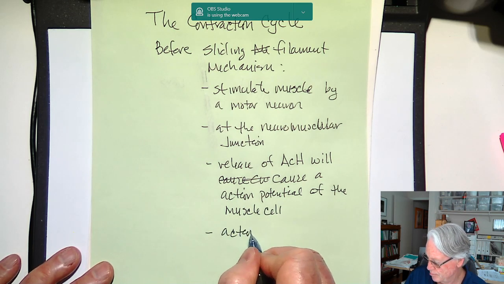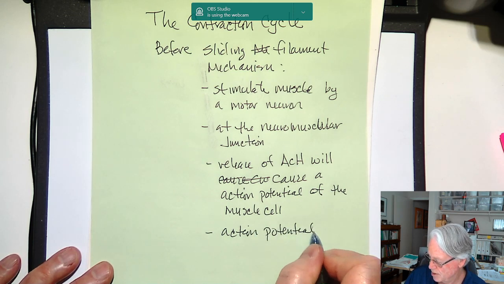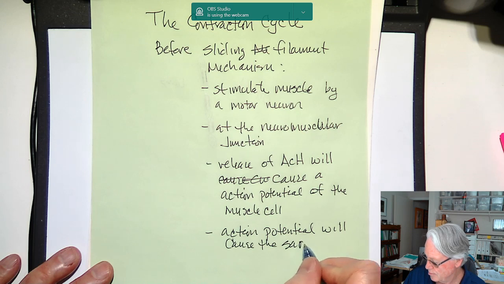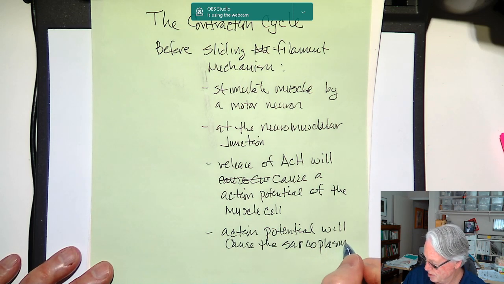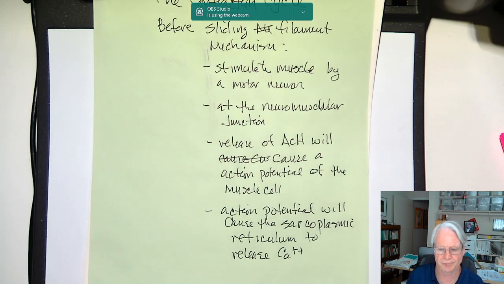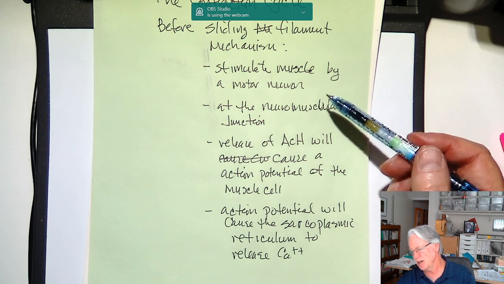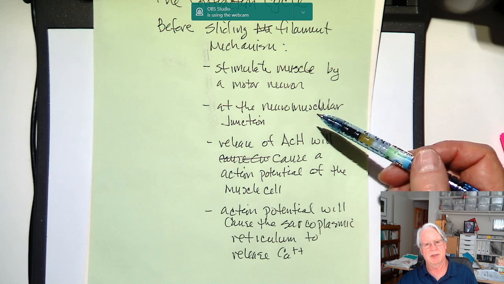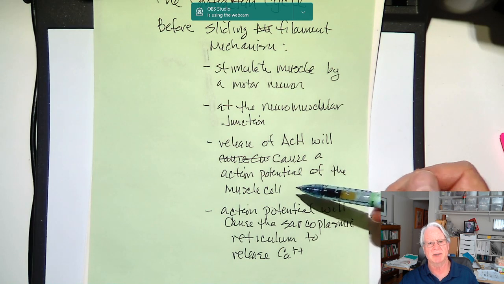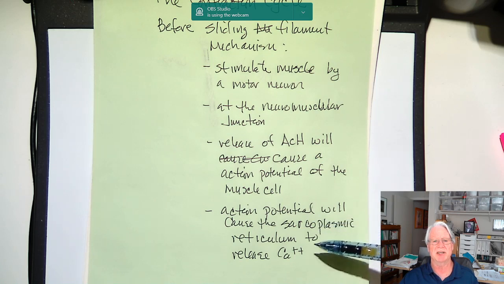The action potential will cause the sarcoplasmic reticulum to release calcium. So before the sliding filament mechanism can take place, these steps have to happen. We're going to stimulate the muscle cell with a motor neuron at the neuromuscular junction. That will cause the release of acetylcholine, which will cause an action potential in the muscle cell. The action potential will cause the sarcoplasmic reticulum to release calcium.